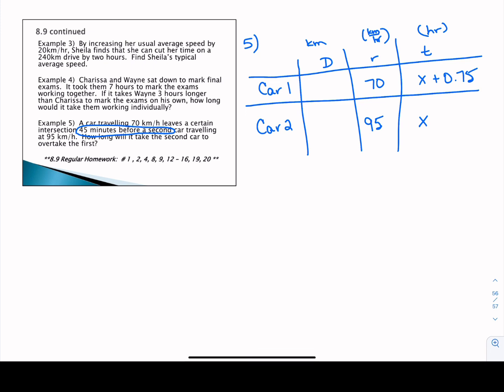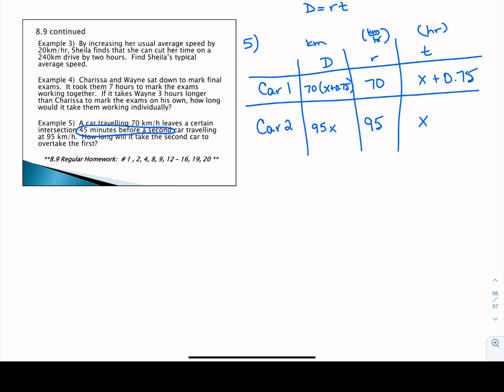We know that the relationship between distance, rate, and time says that distance is equivalent to rate multiplied by time. So if we take car 1's rate of 70 and multiply it by the time, which is x plus 0.75, that would be total distance for car 1. If we do the same thing for car 2, car 2's rate is 95 kilometers per hour, and their time is only x hours. So now we've filled in the chart. We need to somehow use the information from this chart to answer the question.